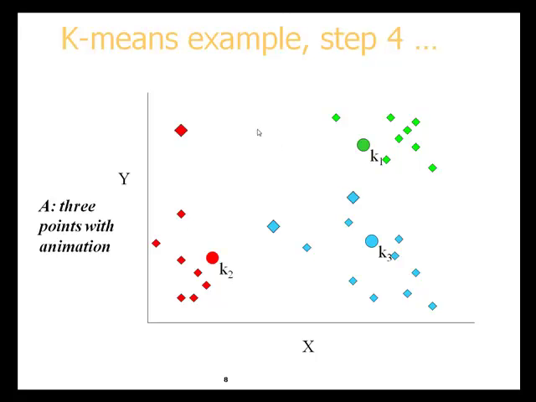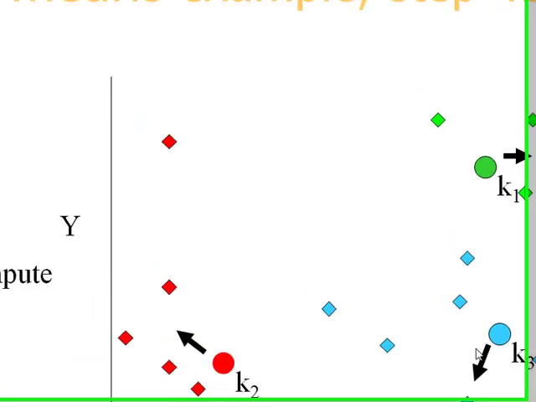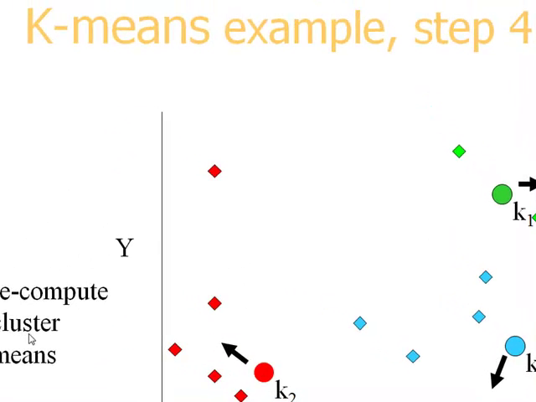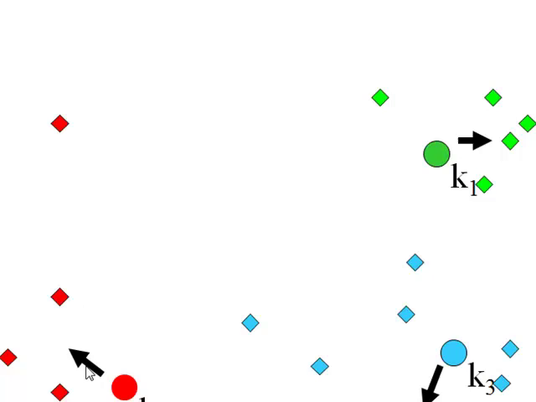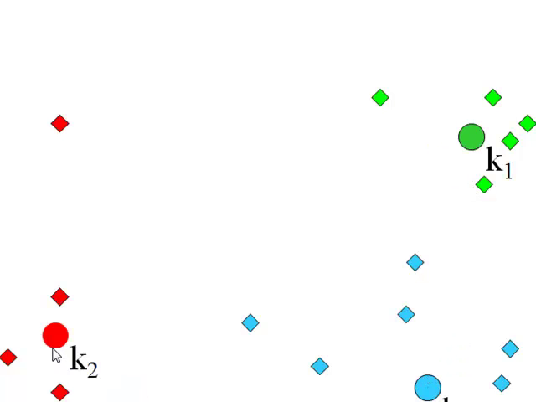We should recalculate the center, right? The center is going to be different now, right? Everyone agree? Okay, so there's going to be a new center, so recompute the cluster means, the cluster centers. Okay, does that make sense? Like that. And now what should we do?